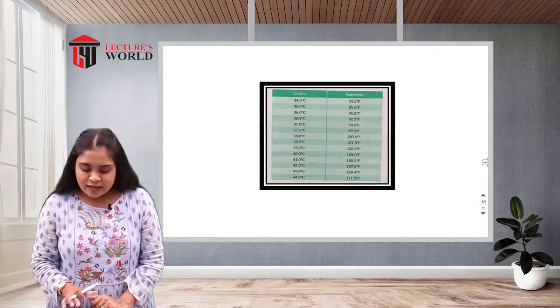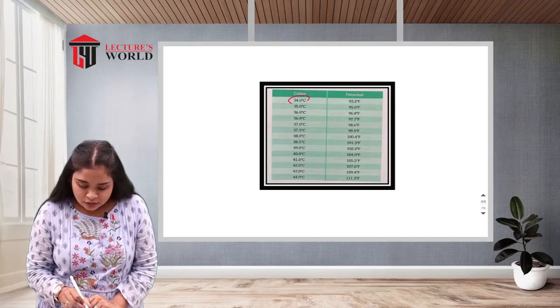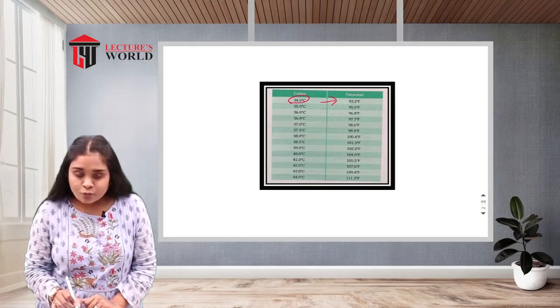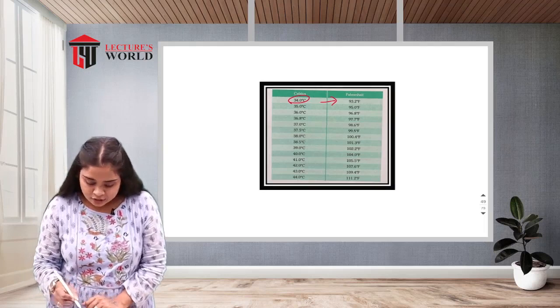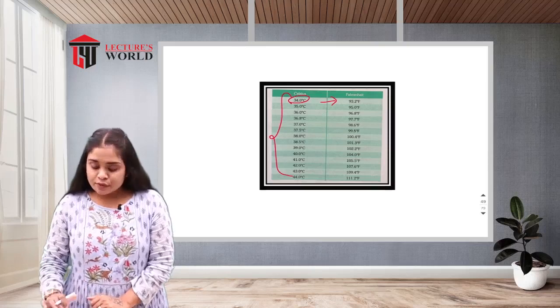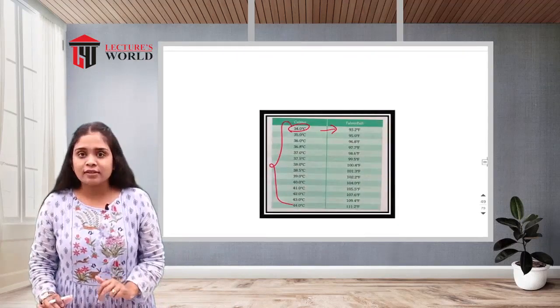Here one table has been given. They have shown that if it is 34 degrees Celsius, then it will be 93.2 degrees Fahrenheit. So the number of readings has been given. If you use this formula, then you will have the exact reading like this.